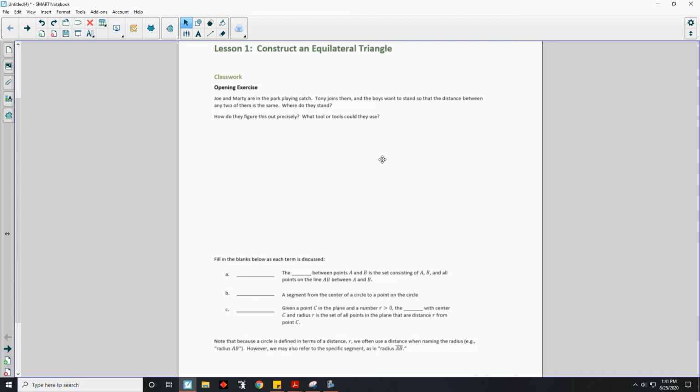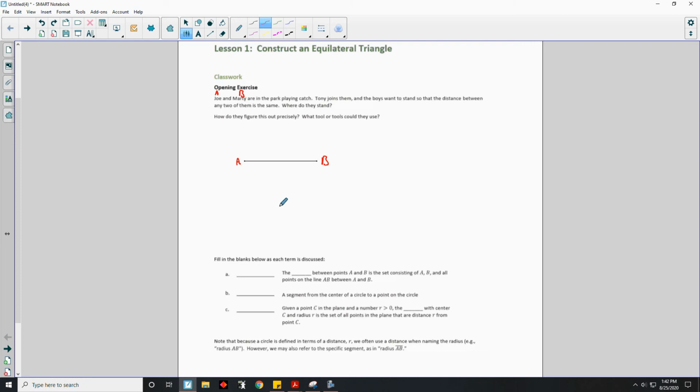Okay, so if I have 2 points and I draw it like so. So here are the 2 boys playing catch. Their names are Joe and Marty, and then Tony joins them, and they all want to be the same distance apart. How do we do that? Well, let's say that Joe is at point A. Joe's right here. And Marty is at point B, right here. How do I place Tony, who comes along, so that the distance from A to B, or Joe to Marty, would be the same if we went over here?